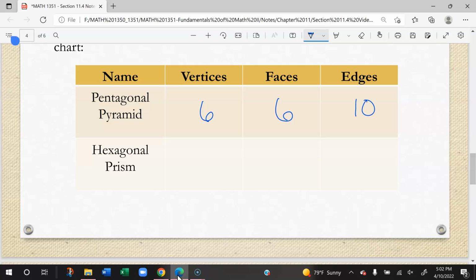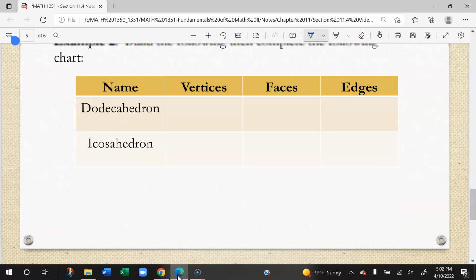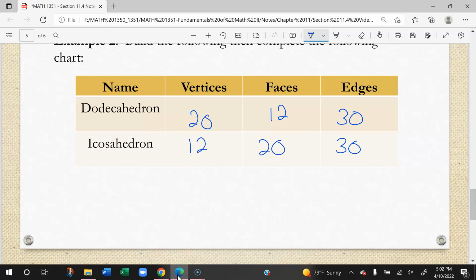We can do the same thing for our hexagonal prism. We're going to have 12, 8, and 18. For these two, you're going to have 20, 12, and 30. 12, 20, and 30. This is a 20-sided figure. This is a 12-sided figure.